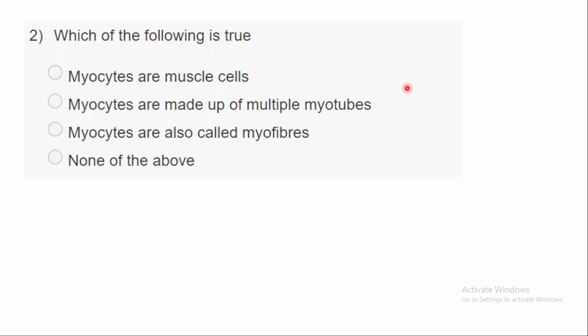So the second question is, which of the following is true? It's a true-false statement, and it's all about muscle cells. Myocytes are muscle cells. Myocytes are made up of multiple myotubes. Myocytes are also called myofibers, or none of the above.